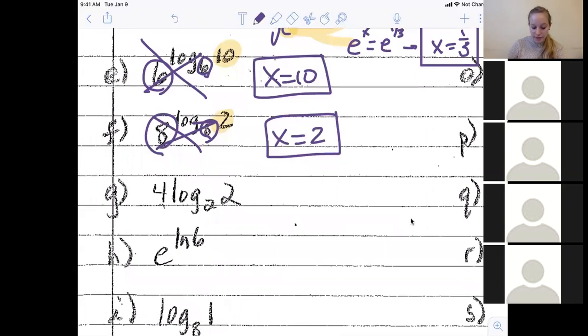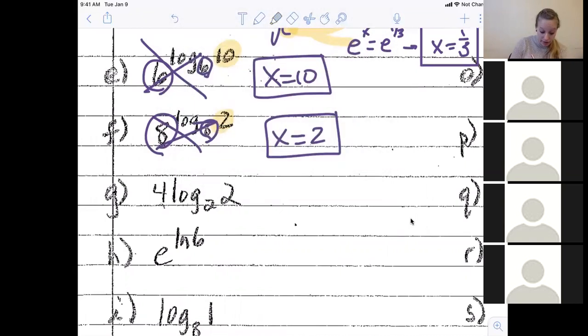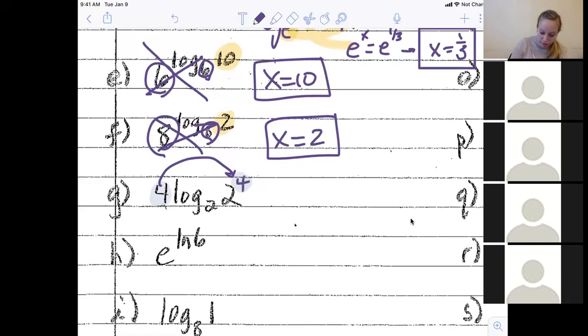Letter G is a little bit different because it has a 4 in the front, but it's not 4 raised to the log, it's just 4 times. Whenever you have a 4 times out front, or any number times out front, that is an exponent on the number that we're doing the log of. So you can move that to be 2 to the 4th instead of that 4 out front.